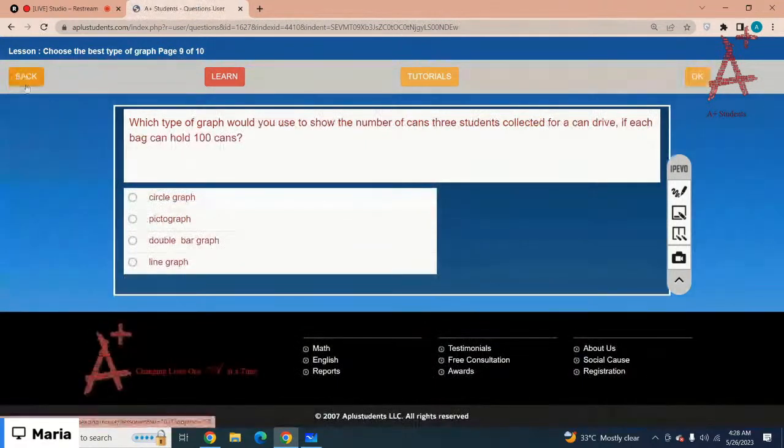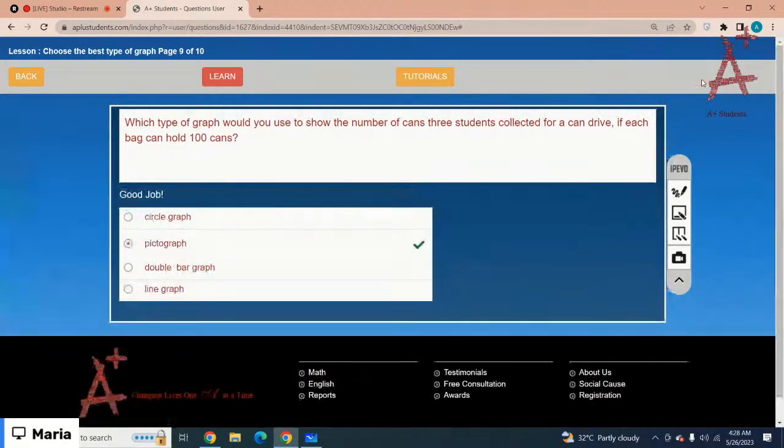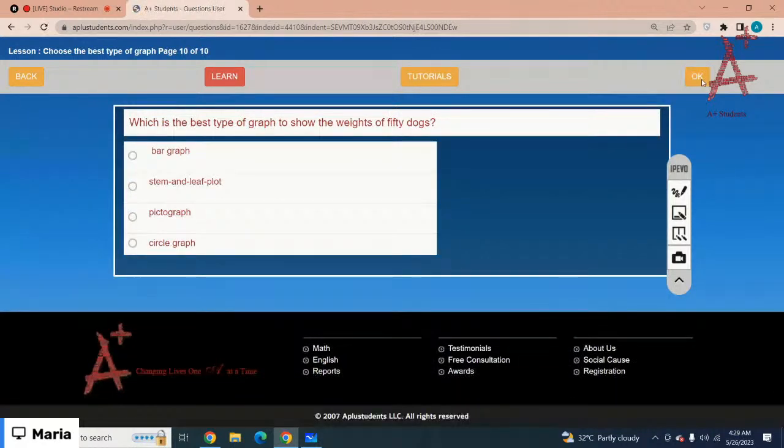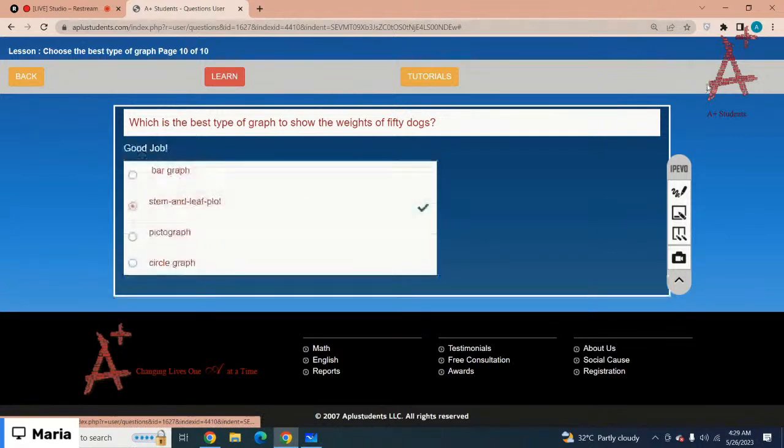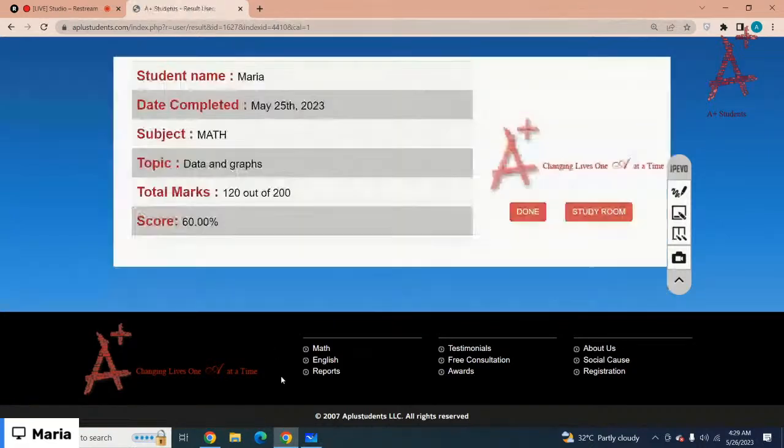Okay, you can complete the... Okay, just one question is remaining. Which type of graph would you use to show the number of cans three students collected for a can drive if each bag can hold 100 cans? So, which is the correct option? I think that would be the pictograph. Yes, it is pictograph. Okay, which is the best type of graph to show the weight of 50 dogs? You have a large data set, so it would be stem and leaf plot. Got it? Okay, we are done with the lesson.